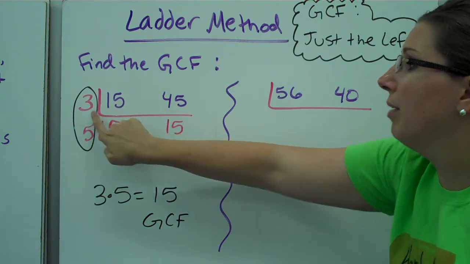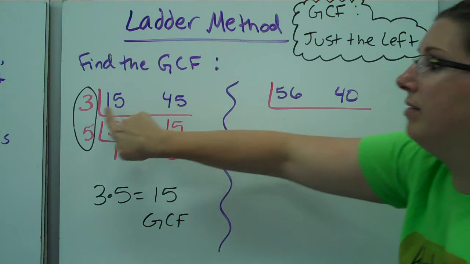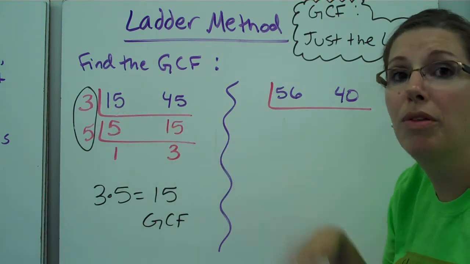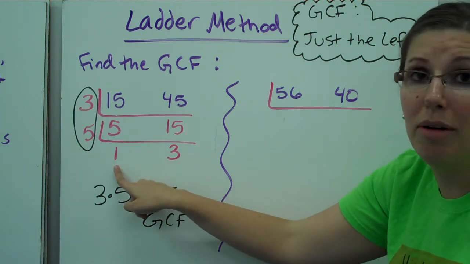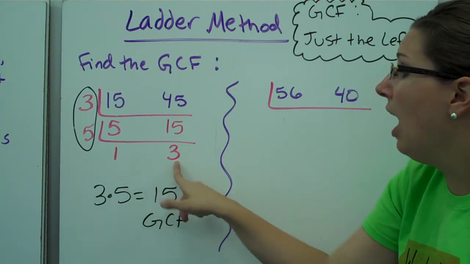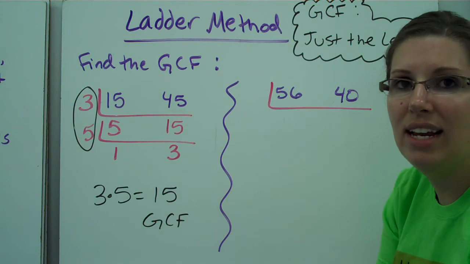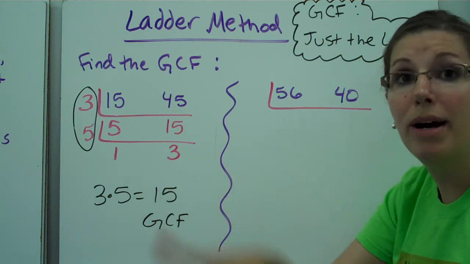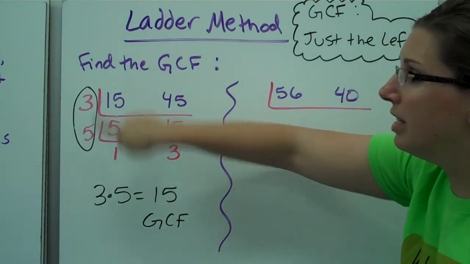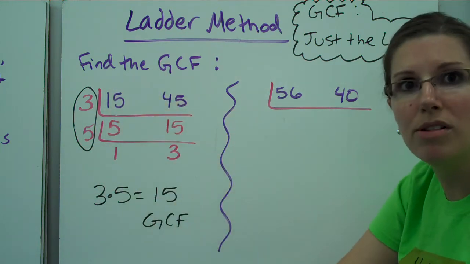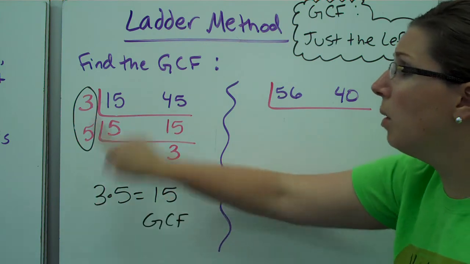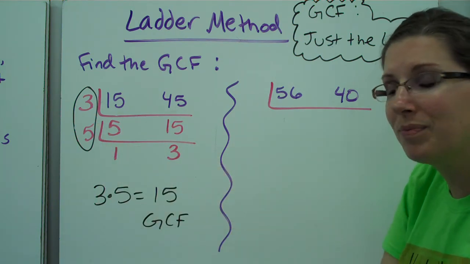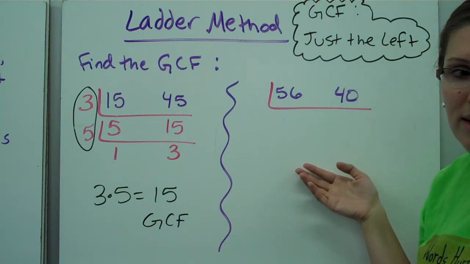So 15 divided by 3 is 5. 45 divided by 3 is 15. I can divide out a 5 from both of those numbers. As a result, I would get a 1 and a 3. I cannot really take out anything other than 1 from these two numbers, so I'm done with my dividing. And the GCF is just the left, just the numbers on the left side. I multiply those numbers together and I get 15. That's my GCF.